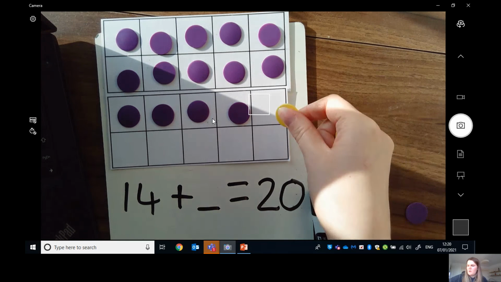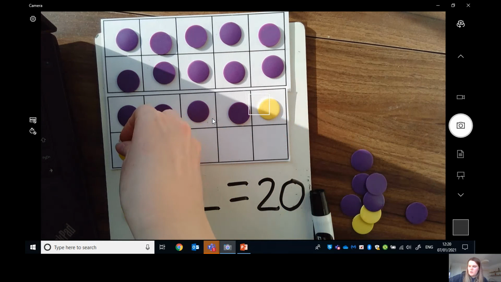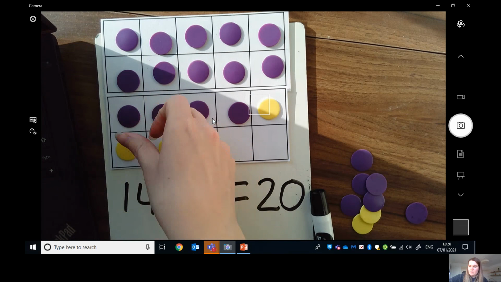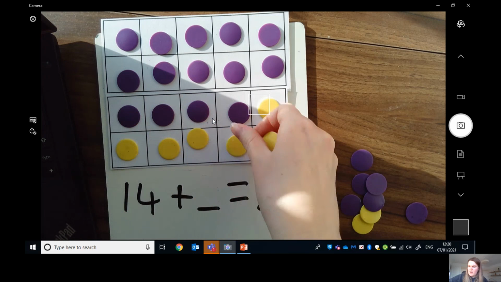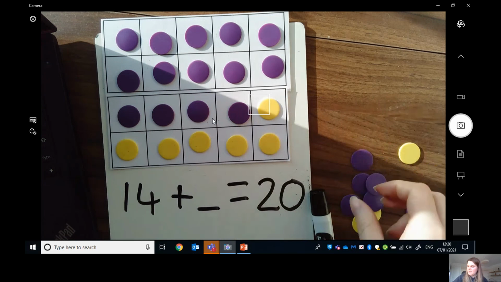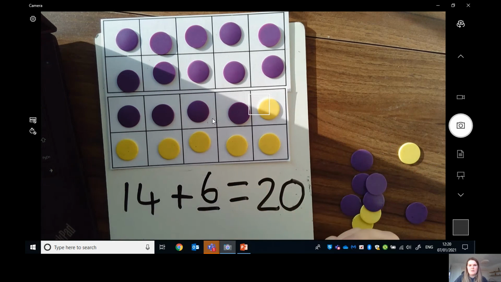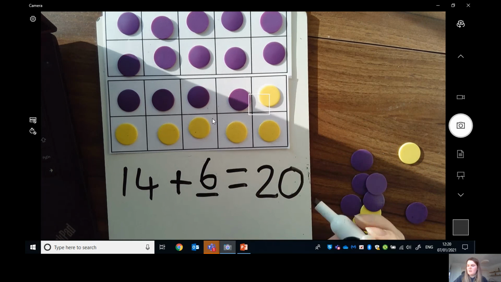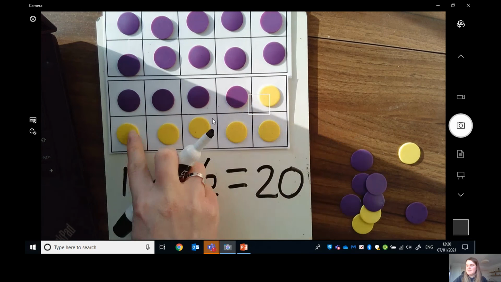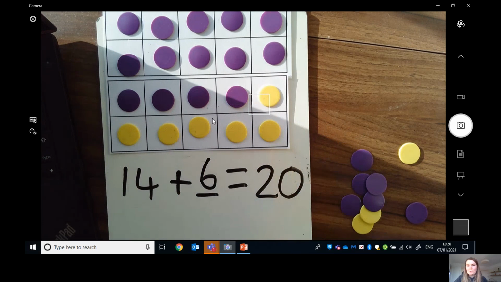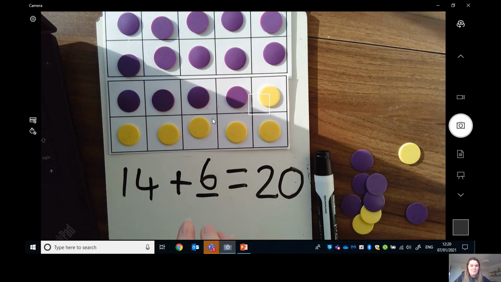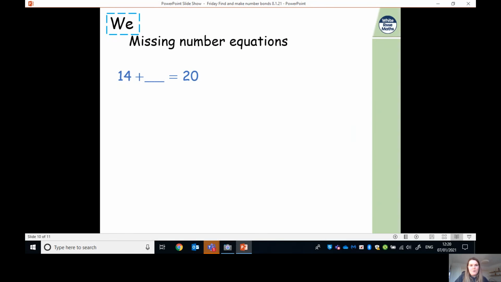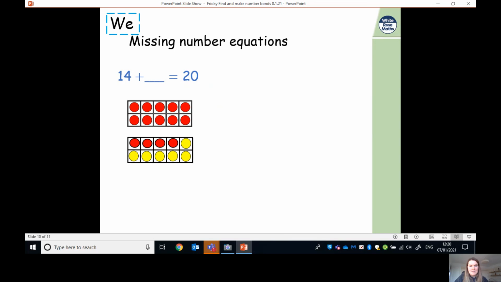Okay, let's have a go. 1, 2, 3, 4, 5, 6. I think the missing number is 6. Do you agree? Okay, let's double check. 14, 15, 16, 17, 18, 19, 20. Great work, guys. Absolutely. So, 14 plus 6 equals 20. All right, last one.